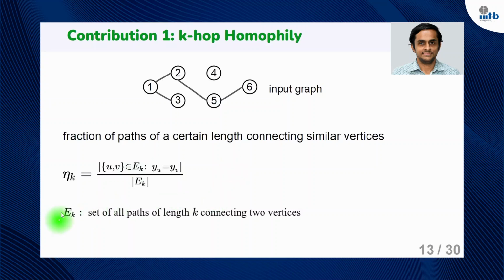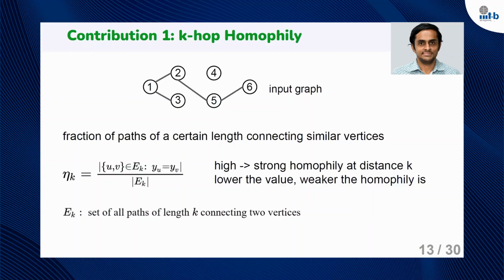E subscript K is essentially the set of all paths of length K connecting 2 vertices. What is the interpretation of this metric? If the metric value is high, then there is strong homophily between any 2 nodes at distance K. If the value is low, then the homophily is weak. If the, let's say, 4-hop homophily between 2 nodes is low, then the connections are weak, so they are unlikely to share the same label.